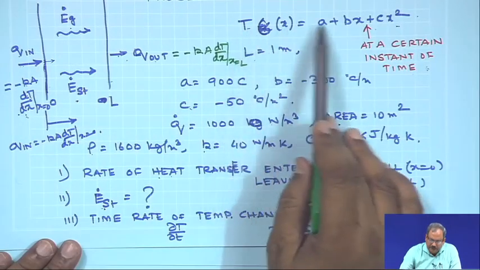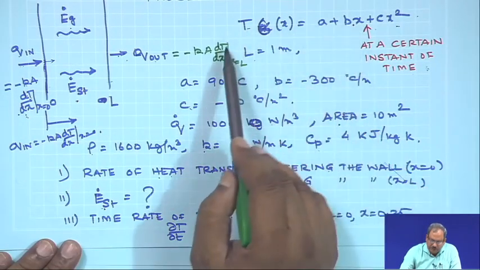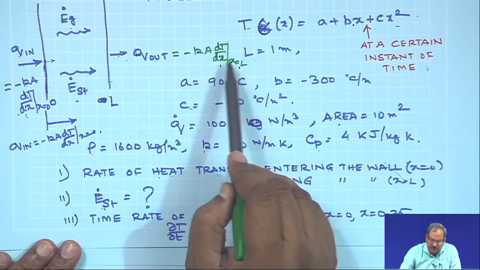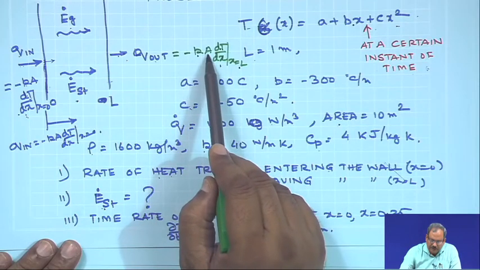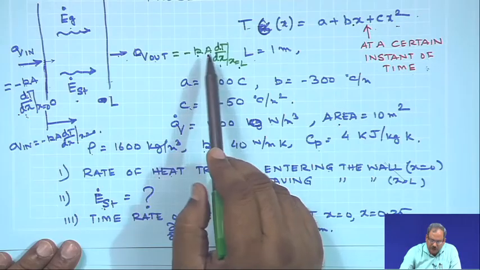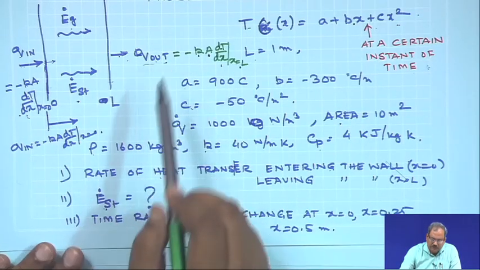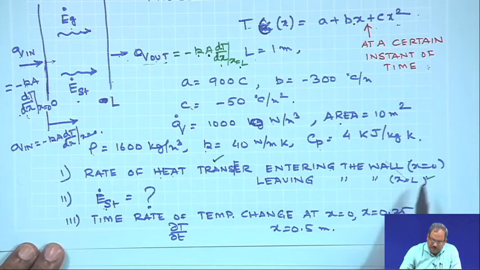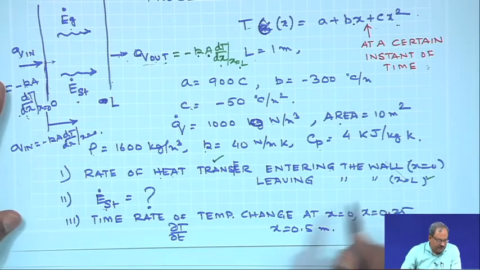So, T as a function of x is known to me. So, I can find out what is dT dx, what is dT dx at x equals L, the value of k and the value of A are known to me. So, I would be able to find out what is Q dot out. So, these two you should be able to evaluate. Now, what is E dot stored?